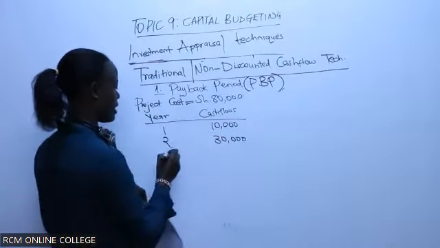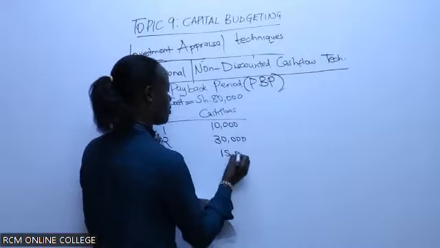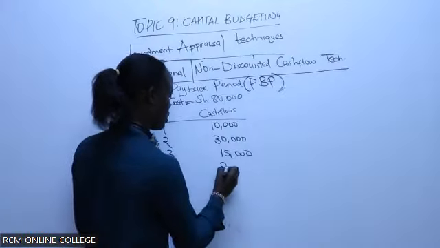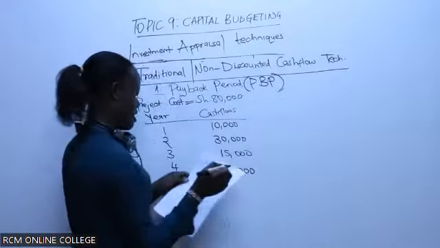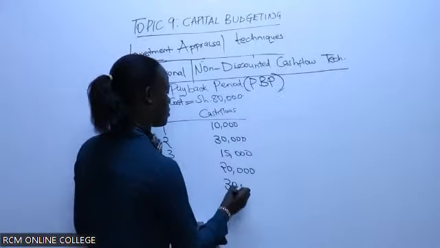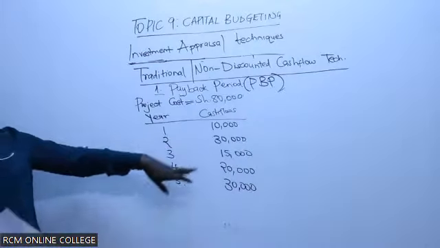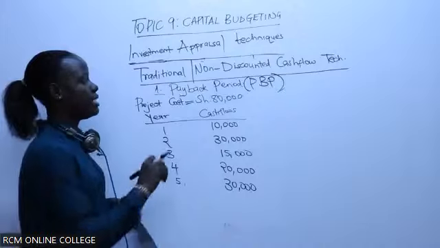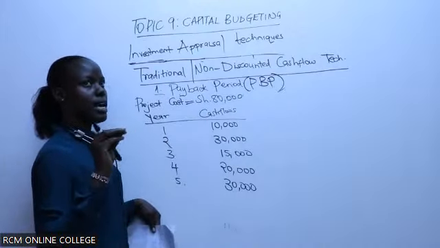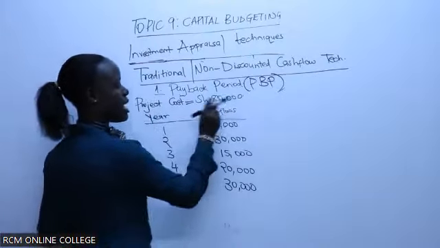The third year, we had a cash flow of 15,000. The fourth year, we had a cash flow of 20,000. And the final year, the fifth year, we had a cash flow of 30,000. Now we want to calculate the time it will take to fully recover the amount that was used for investment. How long will it take for us to recover this 80,000? Remember, we are told that our project cost 80,000.